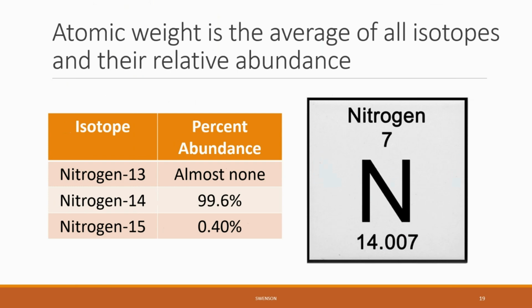Here again is nitrogen. Nitrogen has 7 protons. Its atomic weight is 14.007, and that's because there's also a nitrogen-14 and a nitrogen-15, and most of it is found as nitrogen-14, and almost none is found as nitrogen-13, so it does not really shift the balance there.